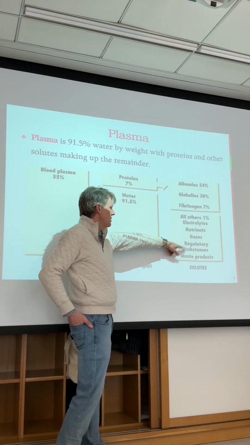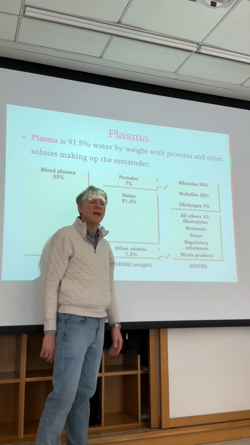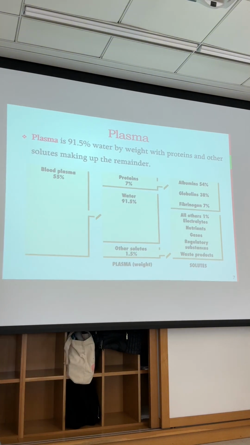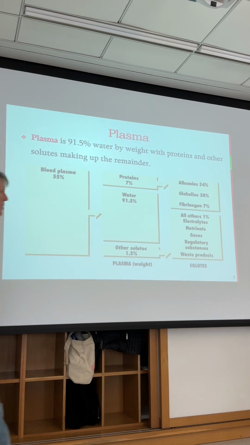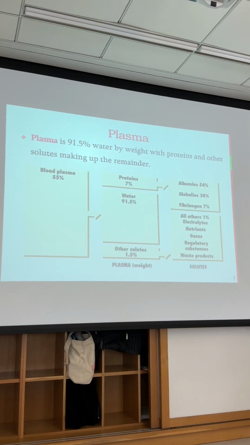Regulatory substances, that's a fancy name for what? Anyone know what they mean by regulatory substances? Hormones? Yeah, they just mean hormones. Don't ask me why they didn't just say hormones, but that's what they're talking about. And then lastly, waste products, things like urea, ammonia, things that you need to get rid of in your kidneys. Those are going to be in the plasma as well.